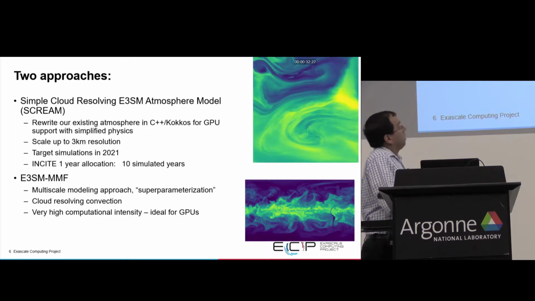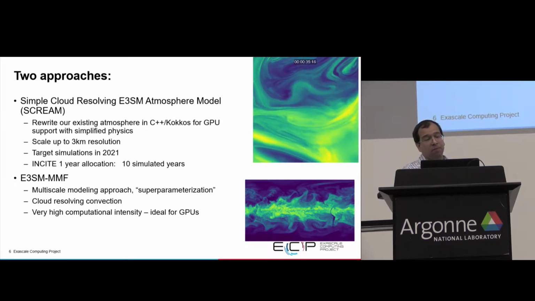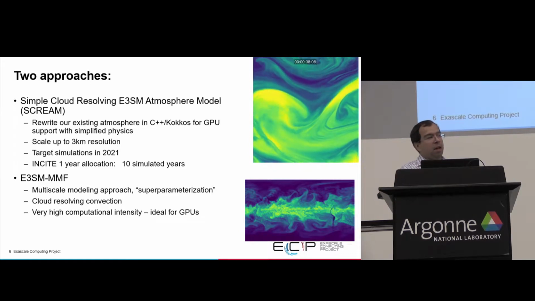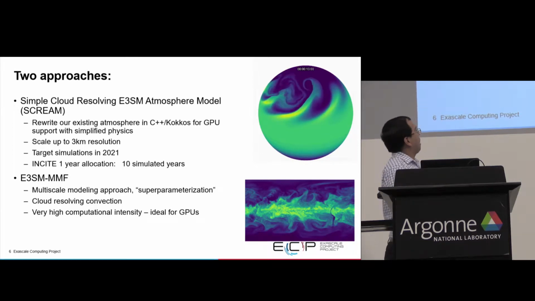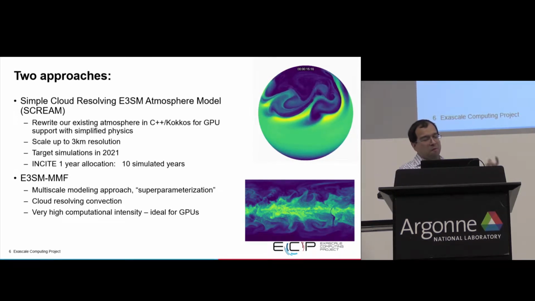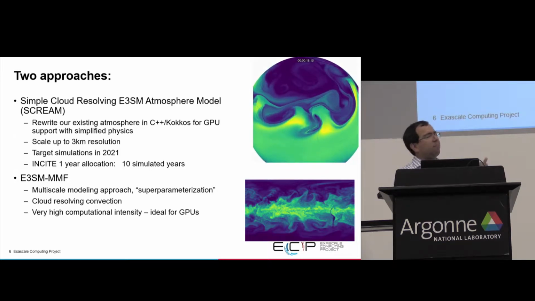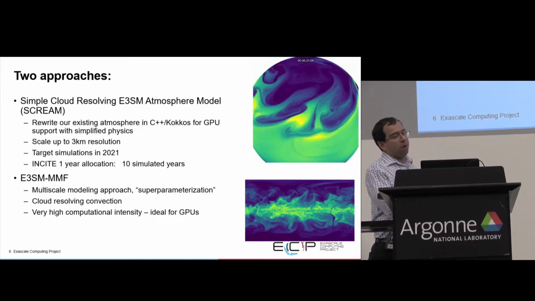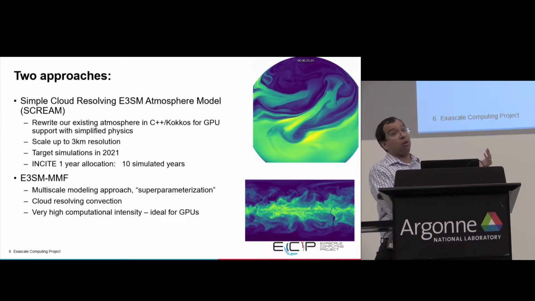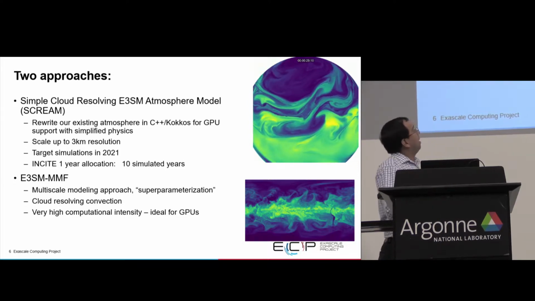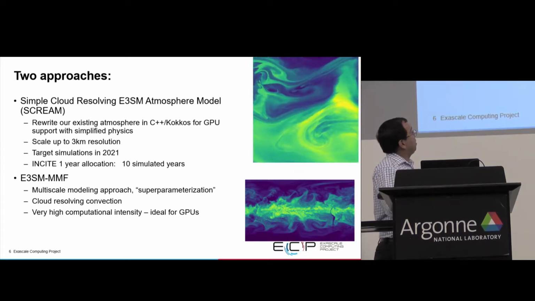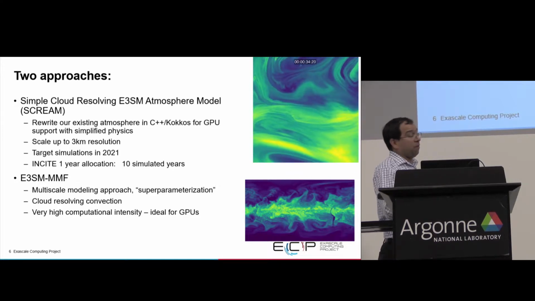While SCREAM is available in E3SM, the other approach that we're developing, as you'll hear in my talk, is called MMF. It's a multi-scale modeling approach that's been dubbed super parameterization. I'll switch between the terms MMF, super parameterization, or CRM, cloud resolving model, but I'm basically referring to this MMF model. The algorithm is very computationally intensive. It's also very ideal for GPUs.